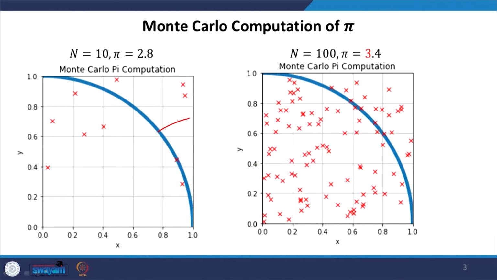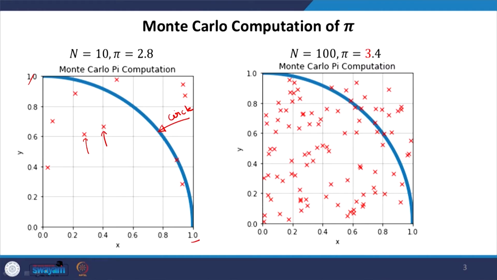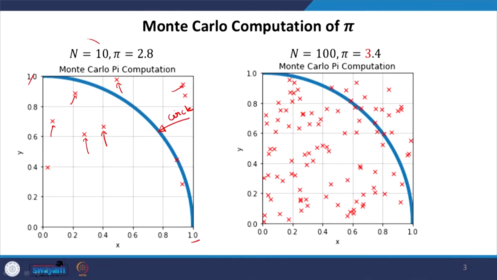So, we have plotted the circle. I am doing in the range 0 to 1 in x, 0 to 1 in y. So, the axis pretty much defines the unit square that we have, and these are the points that I am generating, right. And then I am simply finding the value of pi by counting the number of points inside the circle, dividing by the total number of points and multiplying by 4.